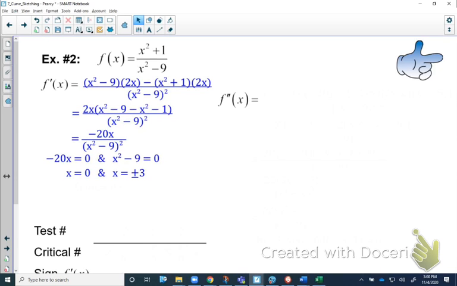Now, same thing here, as I'm going to want to take, and I skipped a step here, I want to take the numerator and the denominator, and I want to set those equal to 0 to see where I'm going to have some critical numbers at.